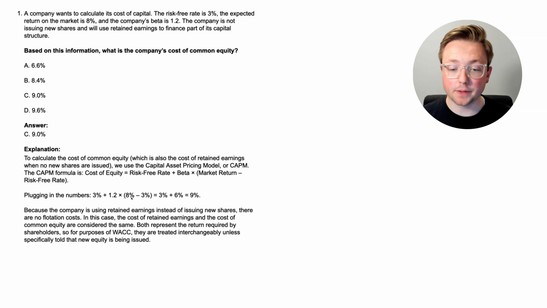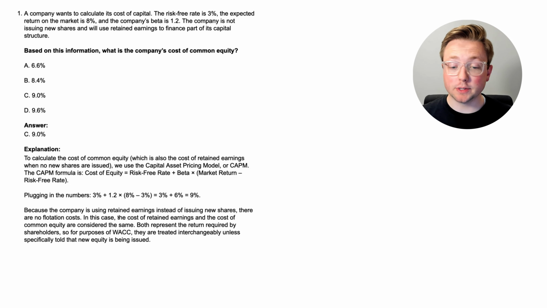So here's the beta, here's the return on the market, and here's the risk-free rate again. So once we do all that together, it's 3% plus 6% or 9%. So that is the cost of common equity in this question. And that actually flows into something that we're going to do further in the video, which is called the weighted average cost of capital. So we will get to that soon here.